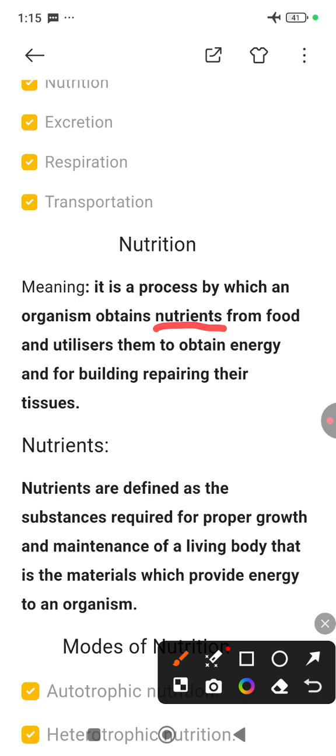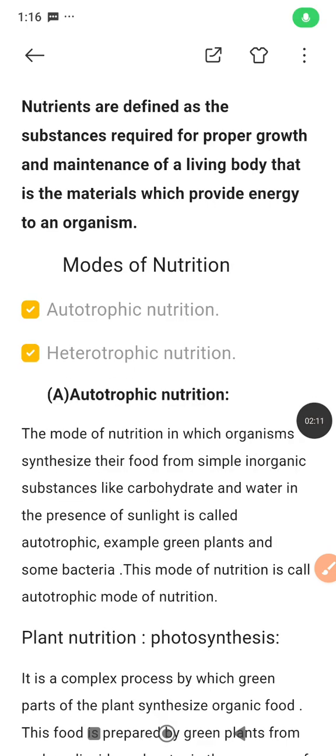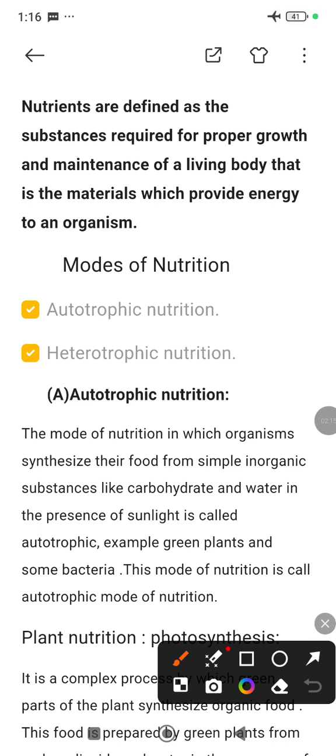So what are the nutrients? Nutrients are defined as substances which are required for growth and maintenance of a living body. That is the material which provides energy to an organism, like carbohydrates, vitamins, proteins, minerals, fats. These are the nutrients. Okay, clear? Now, modes of nutrition. We already know that nutrition has two modes. One is autotrophic mode of nutrition and another is heterotrophic mode of nutrition.